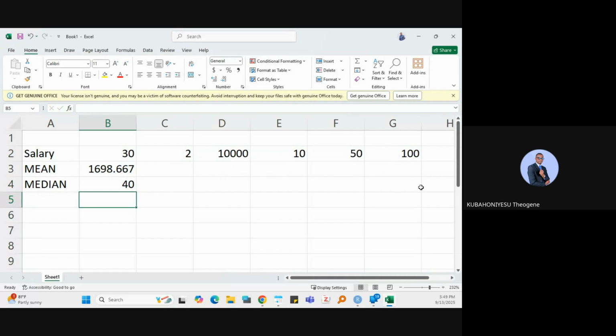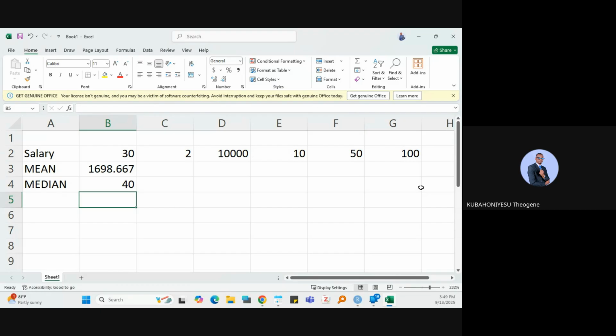The median is what? 40. So how is the median calculated? We put the values in ascending order: 2, 10, 50, 100, 10,000. Now there are 6 people, so we take the two middle values, this one and this one, divided by 2, and then you get 40.